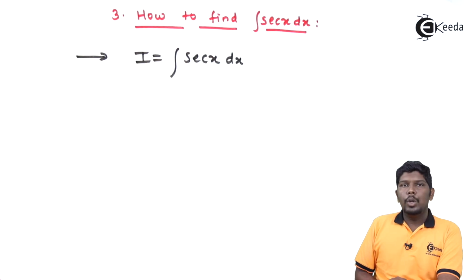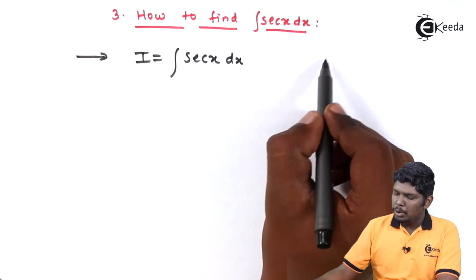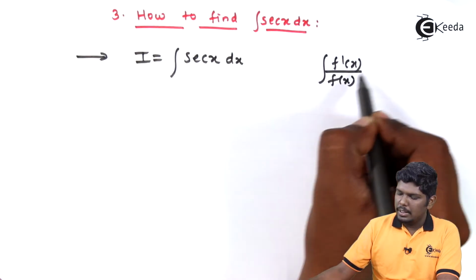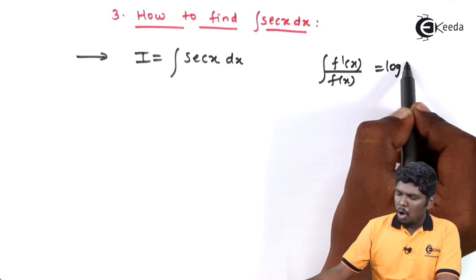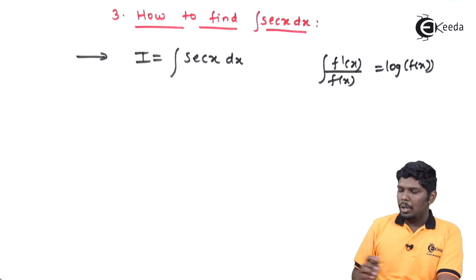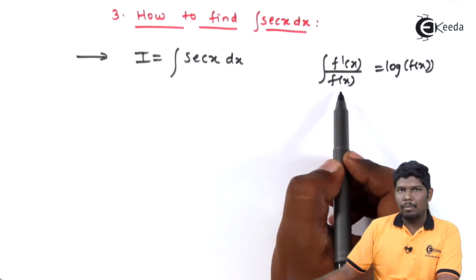Now we are going to use the same logic that we have used in the previous videos to find integral of tan x and integration of cot x. That is, we have used that property of integral f dash x upon f of x is equal to log of f of x. But in this case we don't have a denominator, and you cannot even split sec x as 1 upon cos x because it cannot be in the form of f dash x upon f of x.